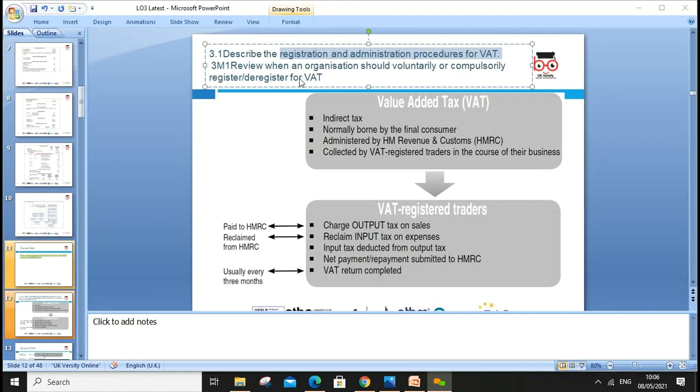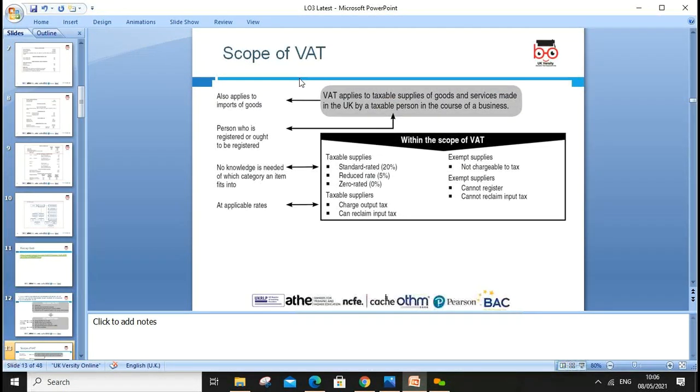The VAT registered trader charges output tax and claims input tax. They claim input tax, deduct it from output tax, and the difference needs to be paid to HMRC. If VAT is given on the credit side in the trial balance, it means a VAT balance owed. If given on the debit side in the trial balance, it means a refund from HMRC. Any questions, please ask.